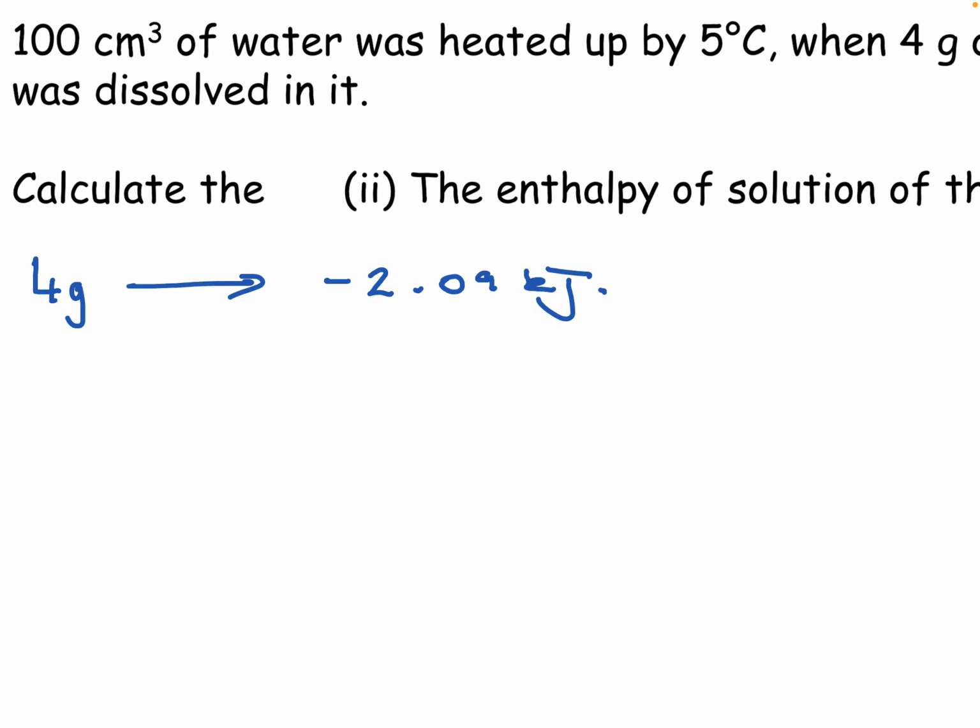We need to work out the GFM of sodium hydroxide, so its chemical formula is NaOH. Sodium is 23 and you've only got one of them, so we'll do 1 times 23.